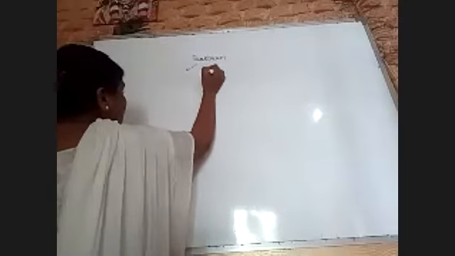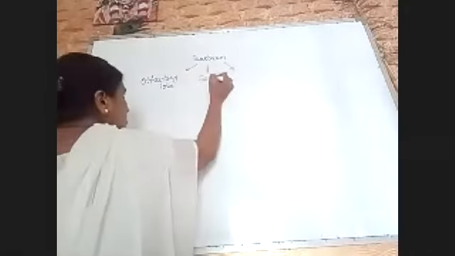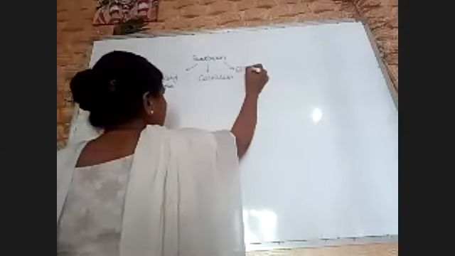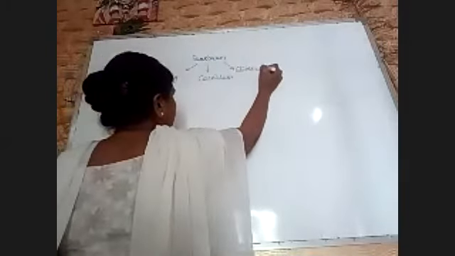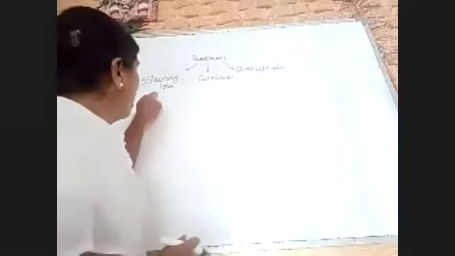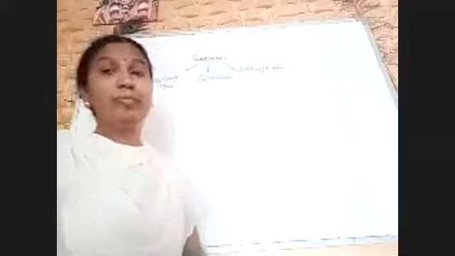Forebrain consists of 3 parts. They are the olfactory lobe, cerebrum, and the diencephalon. So these are the 3 parts: olfactory lobe, cerebrum, and diencephalon. So firstly, we will see about the olfactory lobe.